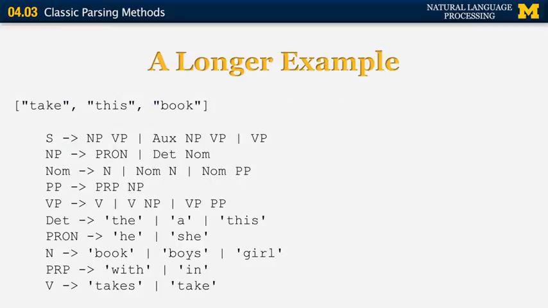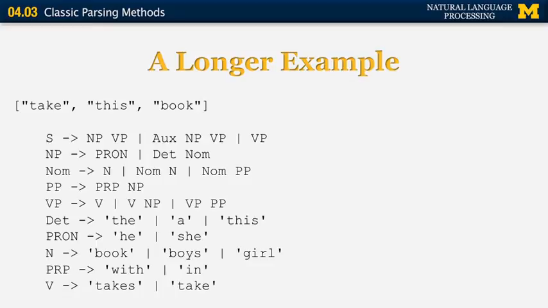Now let's look at a longer example. So this grammar here, which we've seen before, has non-binarized rules. For example, it has the possibility of creating imperative sentences, VP going directly to a V, auxiliaries now before the noun phrases, and so on. So if you want to parse the sentence, take this book, which is an imperative sentence, we have to use the grammar that we have on the slide.